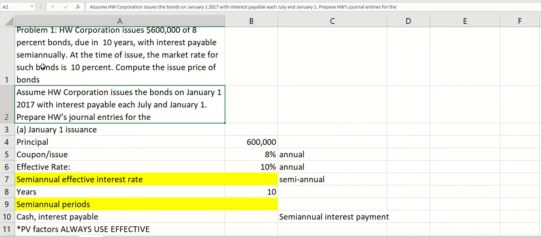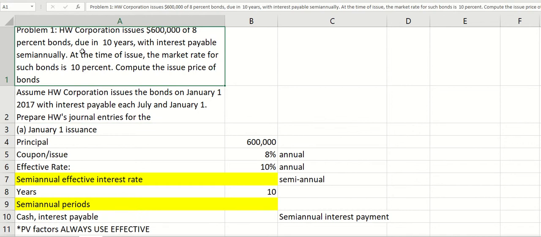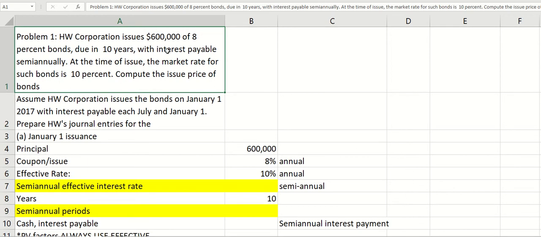Oh, sorry, I missed the first part. Issues the $600,000 of 8% bonds due in 10 years, interest payable semi-annually. At the time of issue, the market rate for such bonds is 10%. Compute the issue price of the bonds.